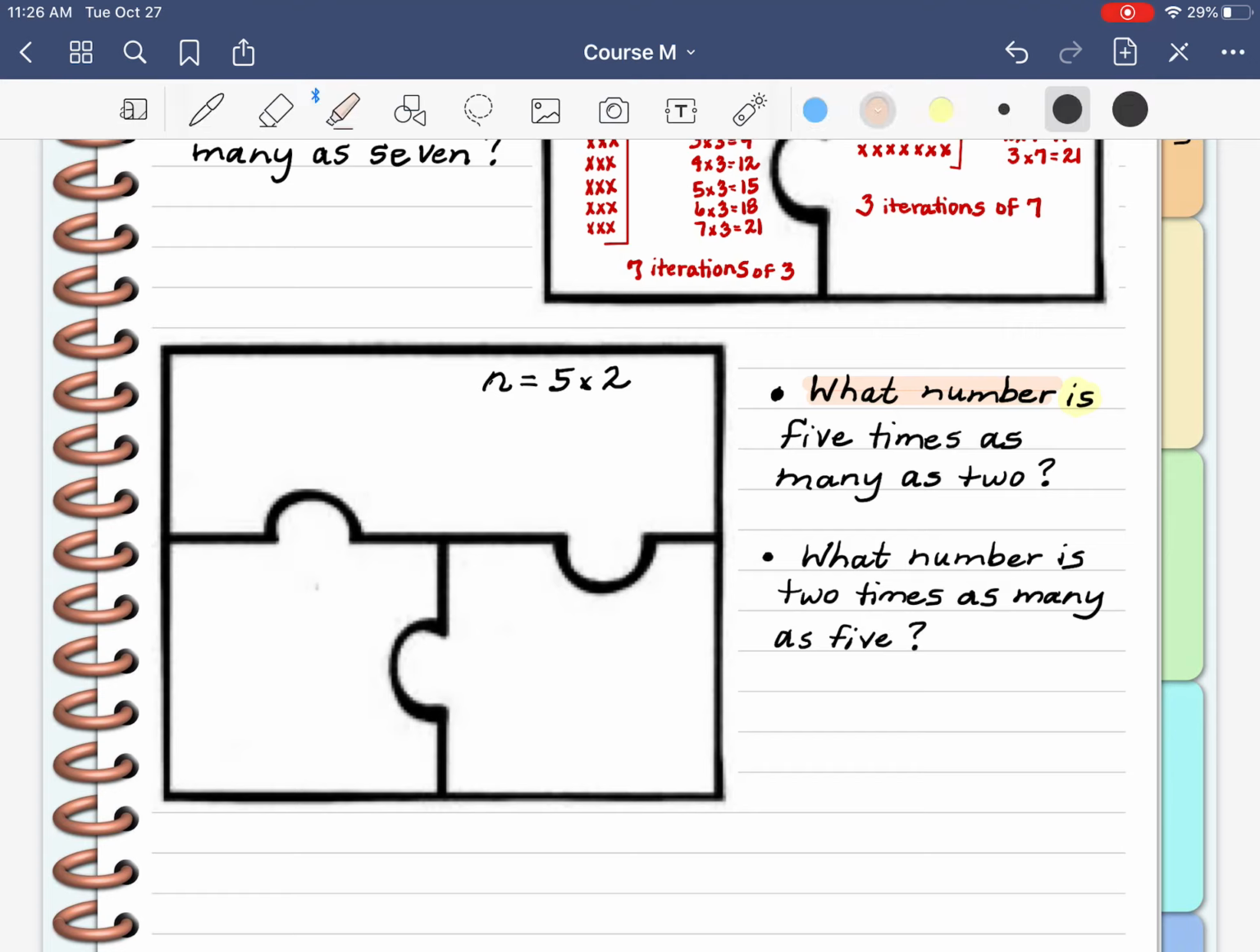And then in this equation, we have n equals 2 times 5. You are already learning to set up algebra problems.